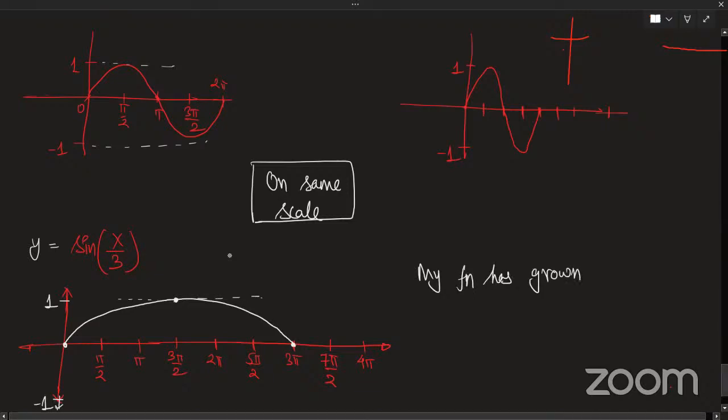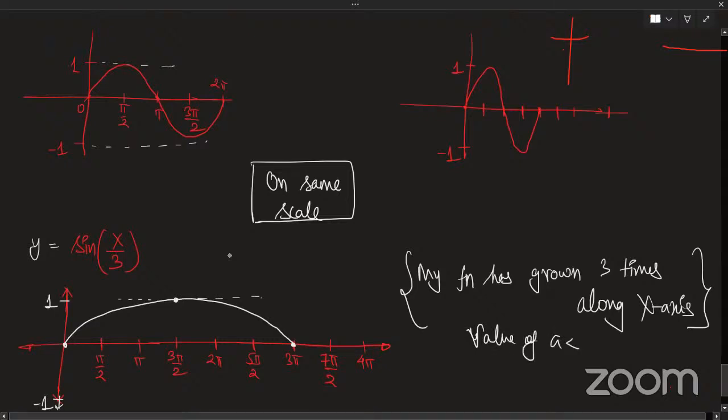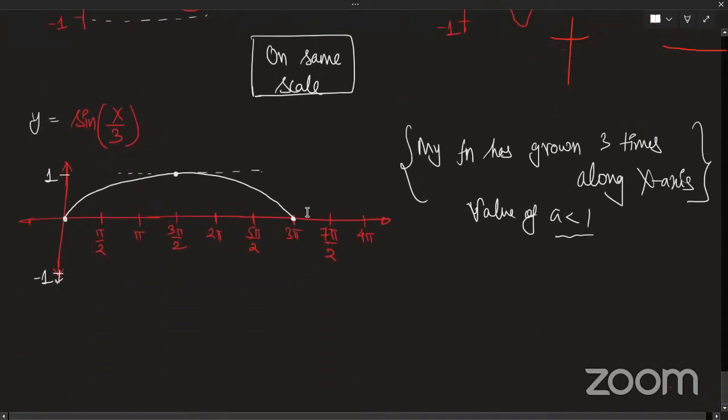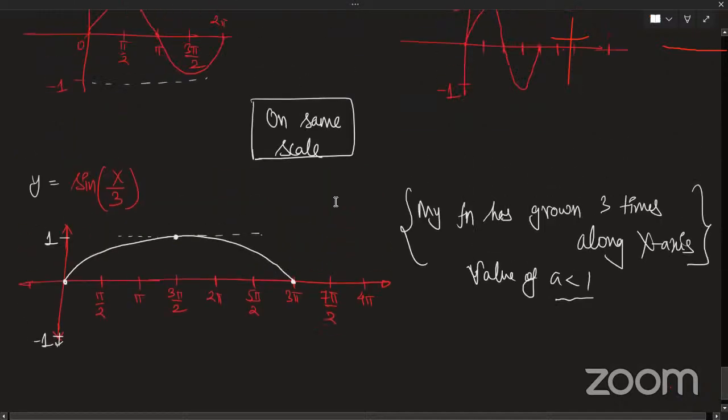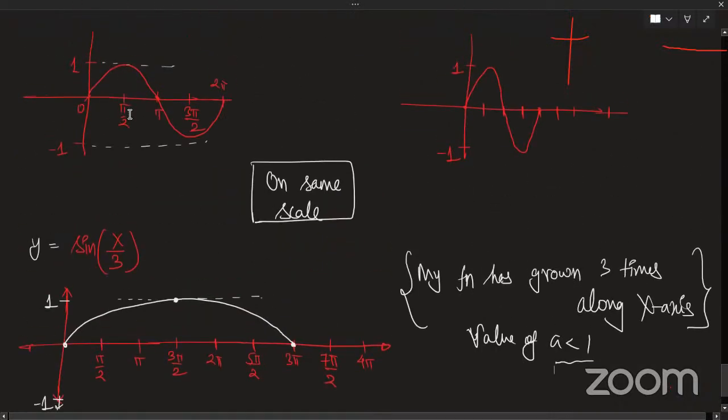Okay, sir. Why? Because my value of a is lesser than 1. That is why. Fine. Now I guess you will be able to do it. You will be able to think, basically. That is the point I am trying to make.